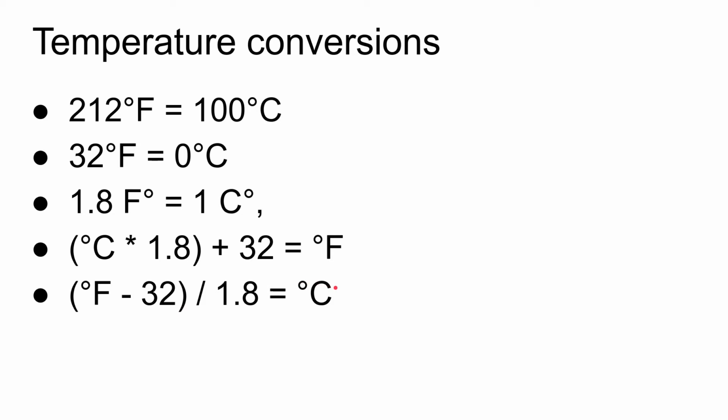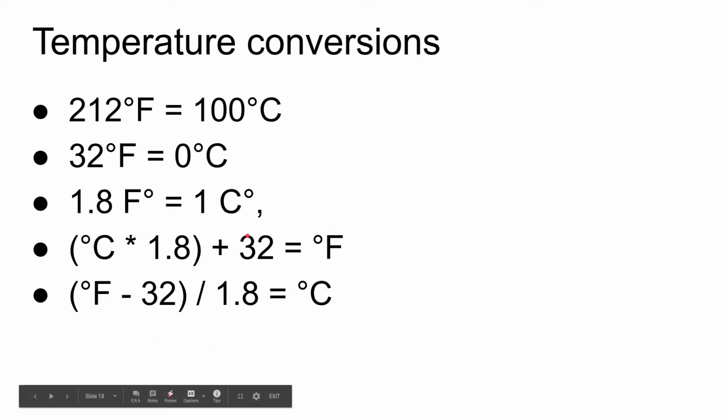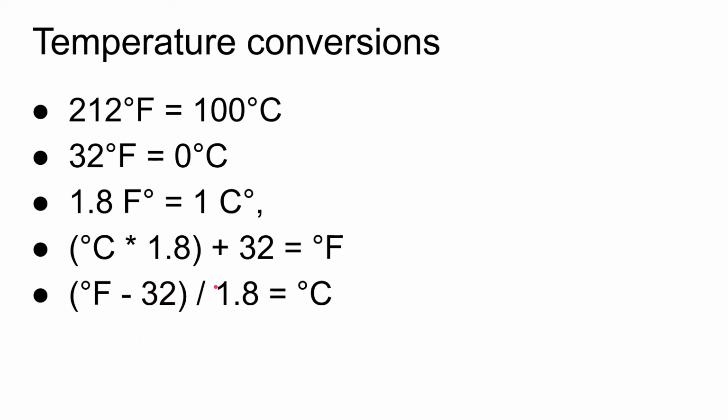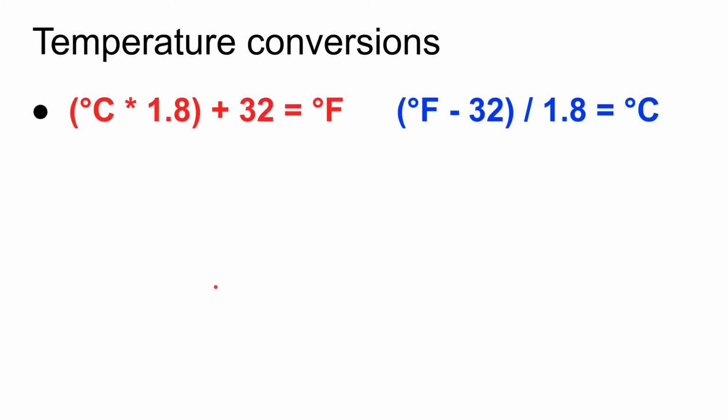So it's still divide and multiply by 1.8. But when you're going from Celsius to Fahrenheit, you've got to add 32. When you're going from Fahrenheit to Celsius, the first thing you've got to do is subtract 32 degrees and then divide by 1.8. So here are the two conversion factors, going from Celsius to Fahrenheit, and going from Fahrenheit to Celsius.